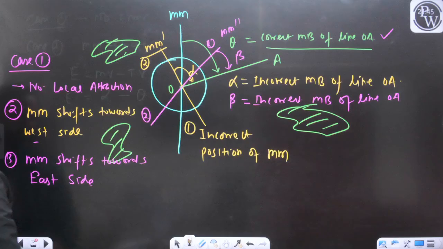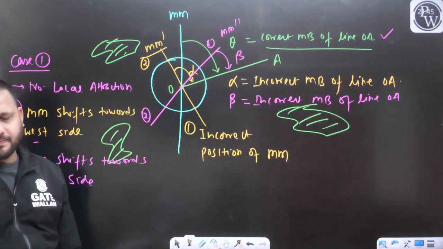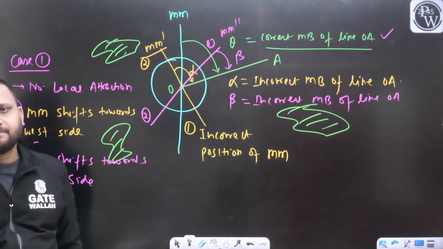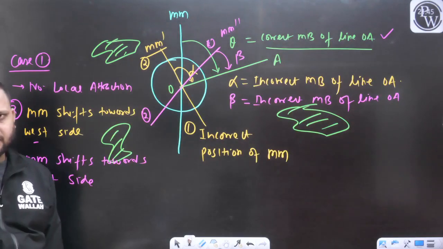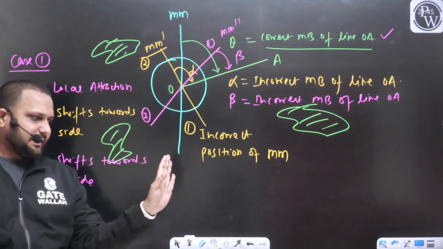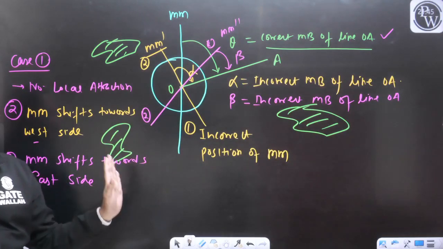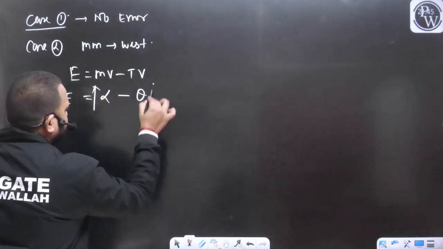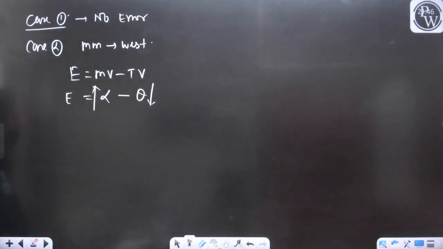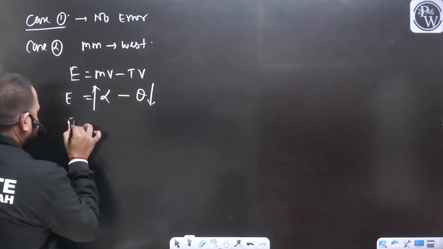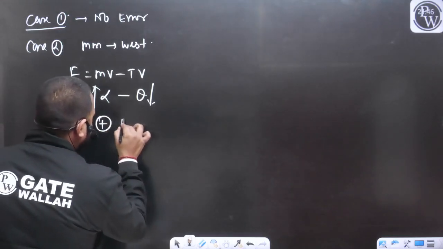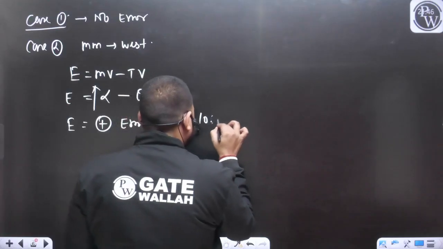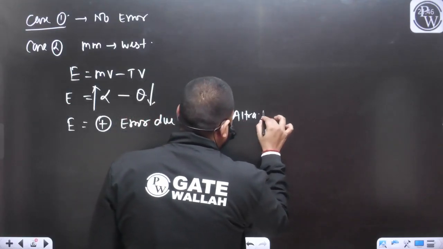From this diagram it is clearly visible that alpha is greater than theta. Yes or no? If the position of the magnetic meridian gets shifted towards the west, in that case our measured value is always going to be greater than the true value. So can I say, in this case, there will be a positive error due to local attraction.